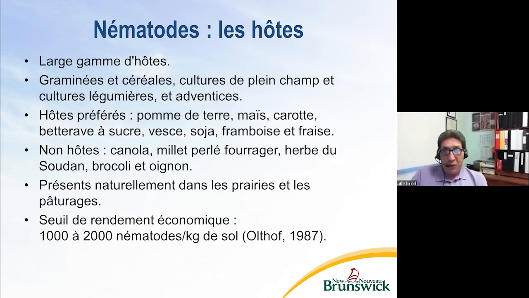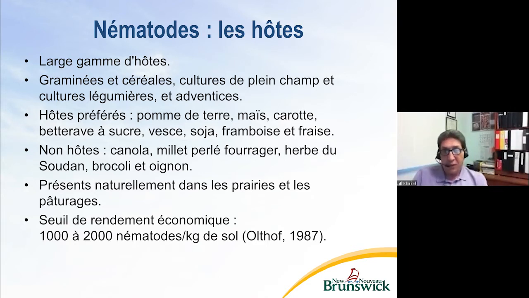The preferred hosts for the nematodes are potatoes, corn, carrot, sugar beet, vetch, soybean, raspberry, and strawberry. However, canola, forage pearl millet, Sudan grass, broccoli, and onion are non-hosts for the nematode. They are naturally occurring in grasslands and pasture. You can find them there too.